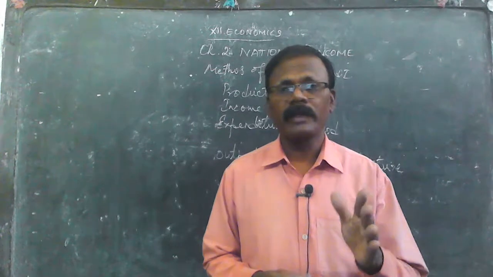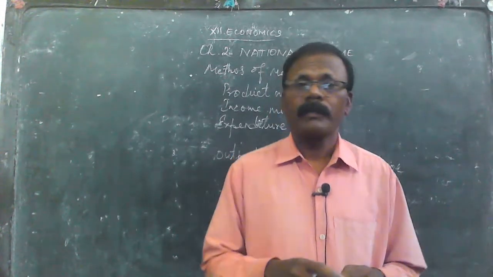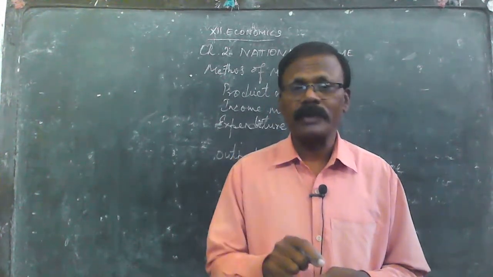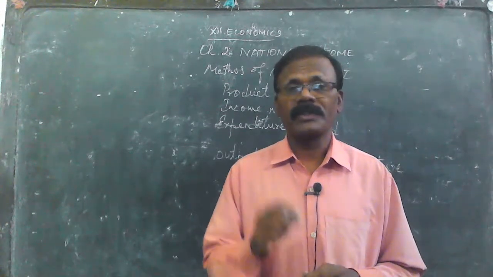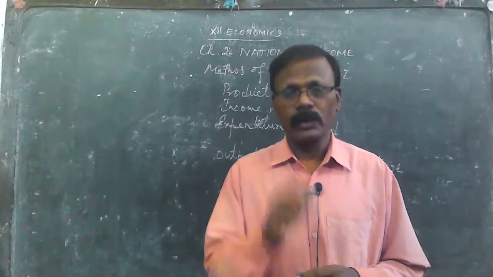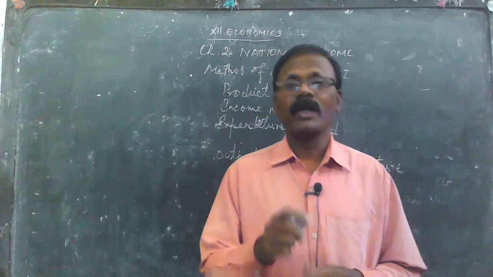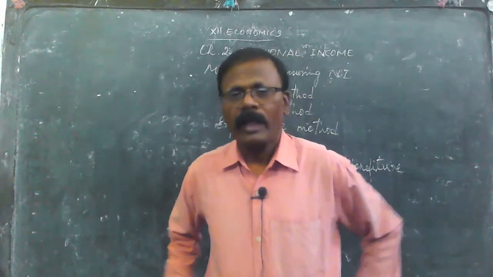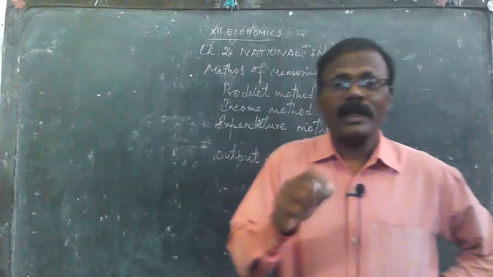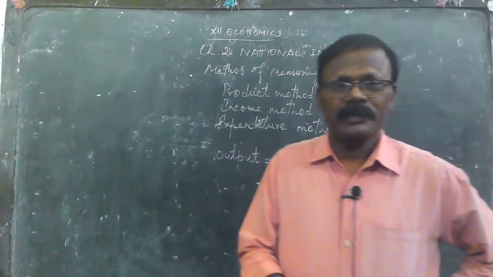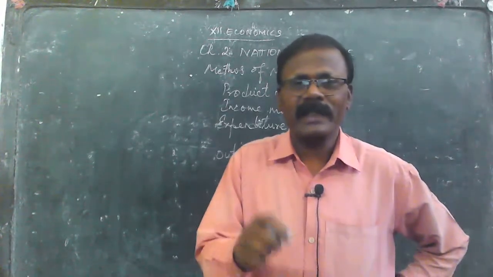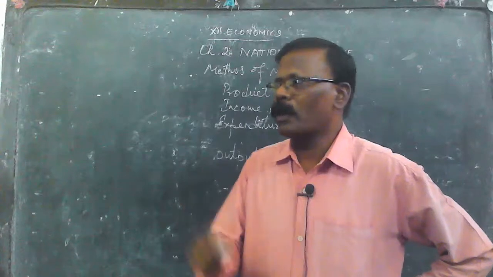GDP is the total money value of all final goods and services produced in a country during a year. This is calculated at market prices. That is why it is stated as GDP at market prices.